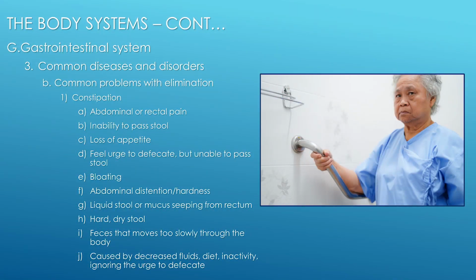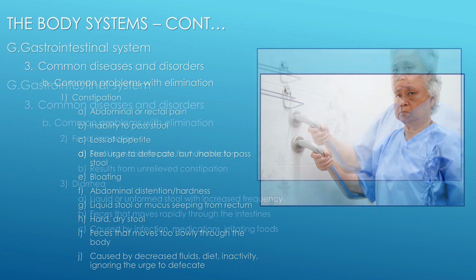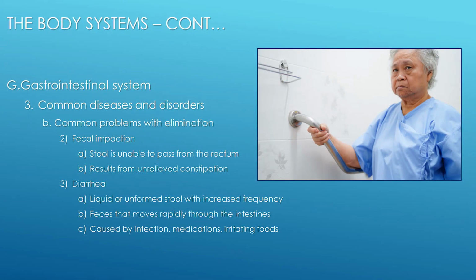Common problems with elimination: constipation, abdominal or rectal pain, inability to pass stool, loss of appetite, feel urge to defecate but unable to pass stool, bloating, abdominal distension or hardness, liquid stool or mucus seeping from rectum, hard or dry stool, feces that moves too slowly through the body, caused by decreased fluids, diet, inactivity, or ignoring the urge to defecate. Fecal impaction, stools unable to pass from the rectum, results from unrelieved constipation.